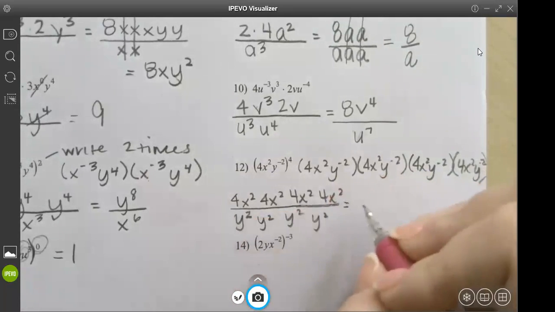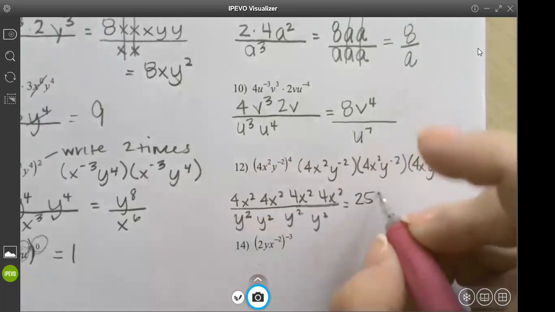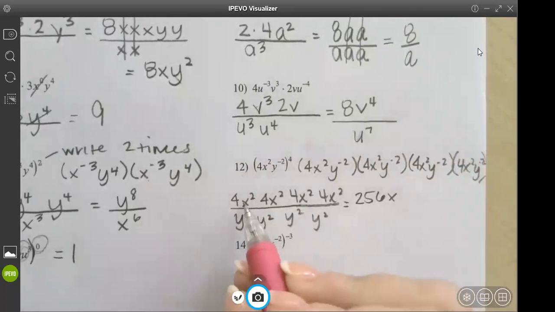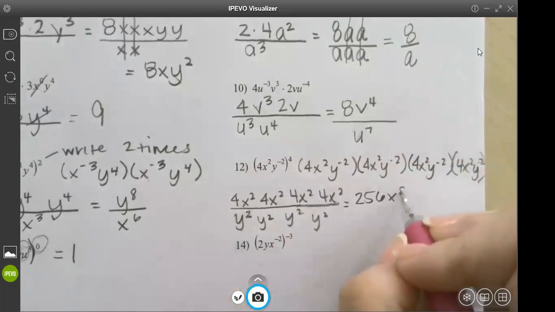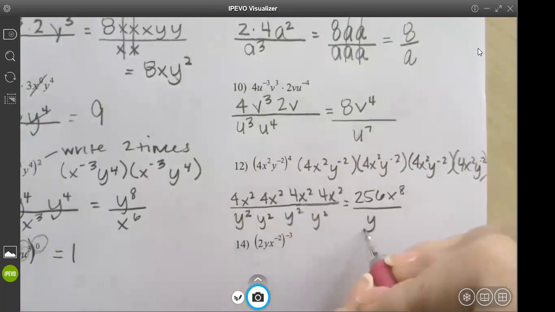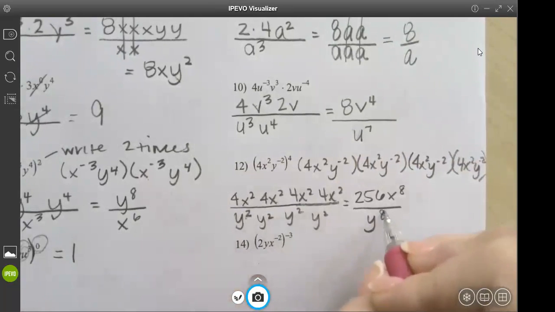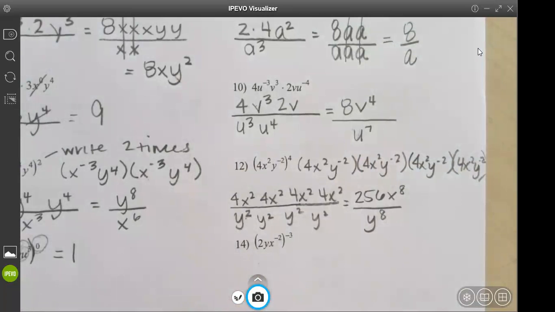$256. So 4 times 4 times 4 times 4 is 256. And there's a total of 2, 4, 6, 8 X's, and on the bottom, 2, 4, 6, 8 Y's. Perfect.